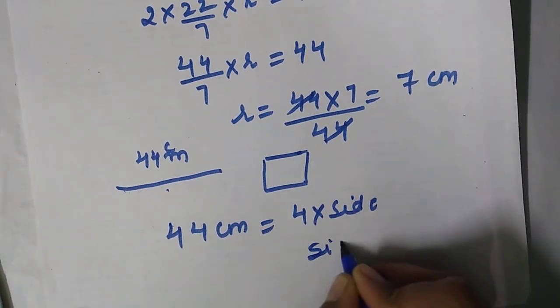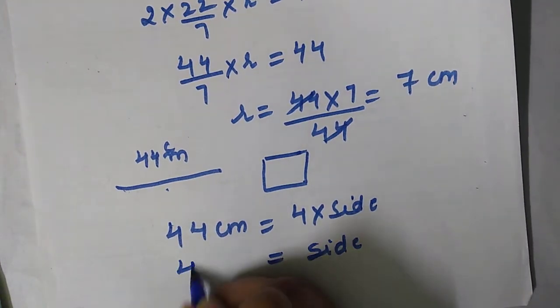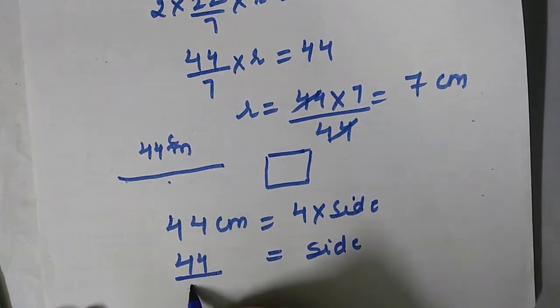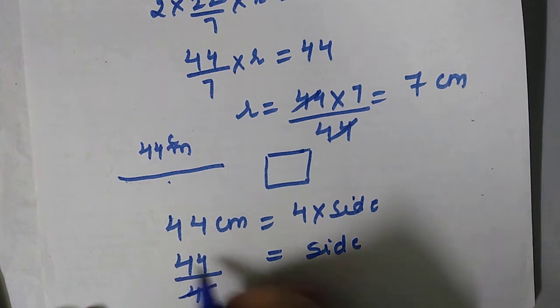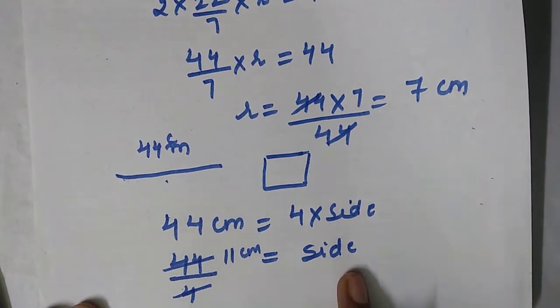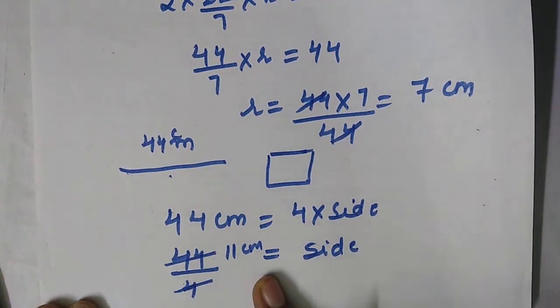So side is equal to 44 divided by 4. So the side will be 11 centimeter. Okay. So side of the square is 11 centimeter. Now which figure encloses more area, the circle or the square?